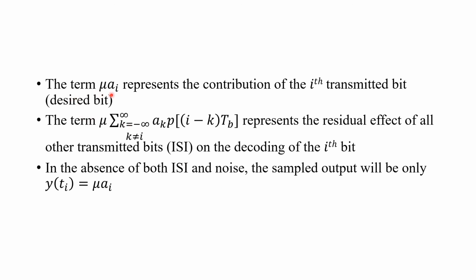The term mu a_i represents the contribution of the ith transmitted bit, or the desired bit. So that is the signal level, and the term mu sigma k equal to minus infinity to infinity a_k p((i minus k) T_b) represents the residual effect of all the other transmitted bits, or the ISI, while decoding the ith bit. This will happen for every bit. In the absence of both ISI and noise, the sampled output will be y(t_i) equal to mu a_i. So that is the output signal.